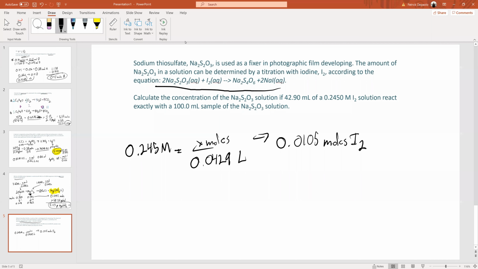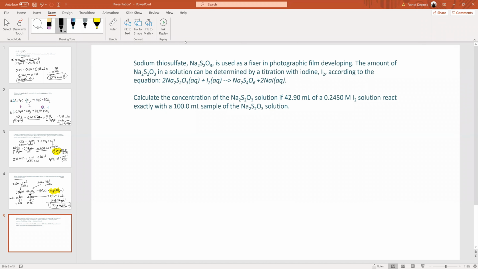In this last problem, we're going to do something very similar to the first problem, where we use a balanced equation to figure out the molarity of one of the reactants that's reacted completely with the second reactant. So let's start. We have sodium thiosulfate, Na2S2O3. It's used in photographic film. The amount of it can be determined by a titration with iodine according to this equation. They give us the balanced equation. Calculate the concentration of the Na2S2O3 solution if 42.9 milliliters of a 0.245 molar I2 solution reacts with exactly 100 milliliters of the sodium thiosulfate.